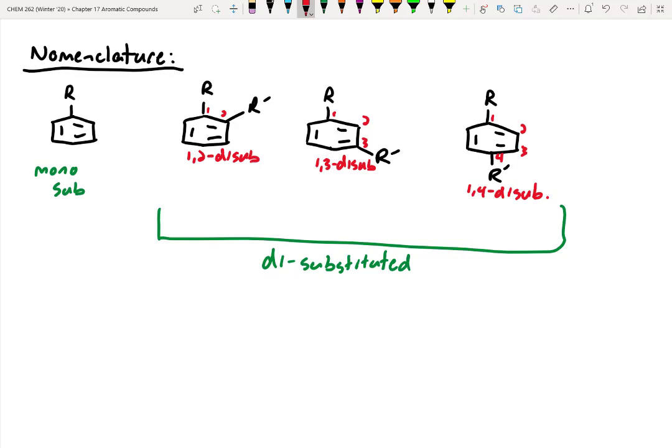There is also a different way of describing these that's actually quite popular. So I wanted to show that. This is called ortho.